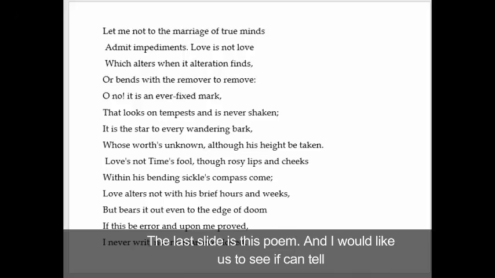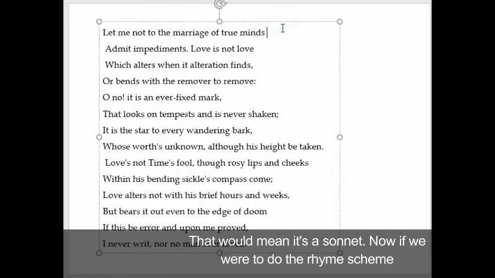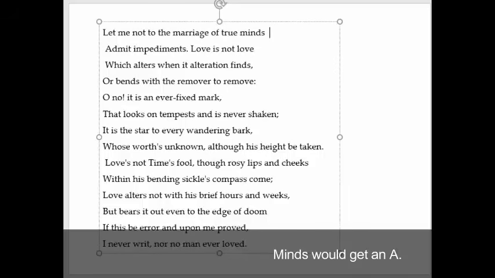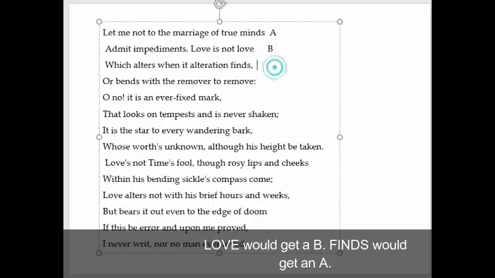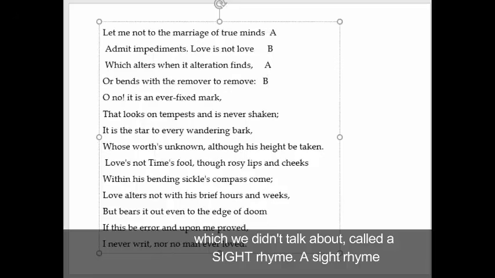The last slide is this poem, and I would like us to see if we can tell what type of poem it is. First, if you were to count the lines, you would see there are 14 lines. That would mean it's a sonnet. Now, if we were to do the rhyme scheme, let's see how we do it. Minds would get an A, love would get a B, finds would get an A, and then remove would get a B. This is another type of rhyme which we didn't talk about called a sight rhyme.